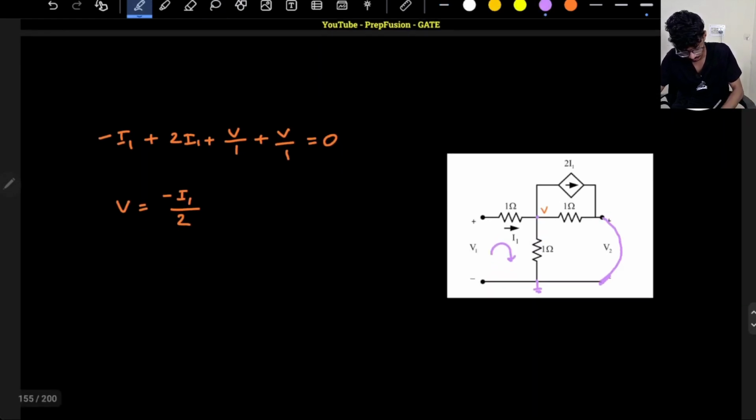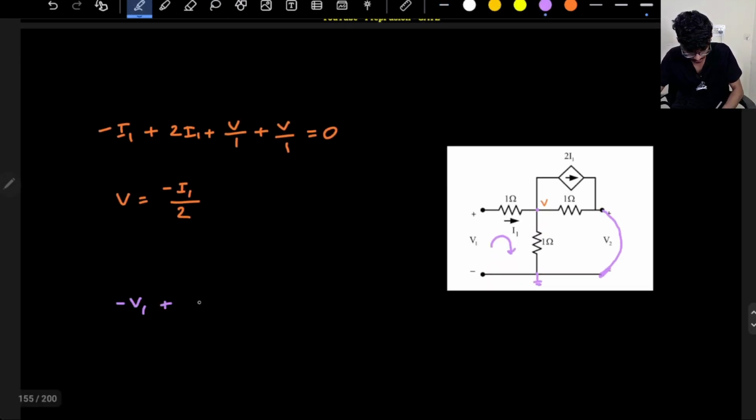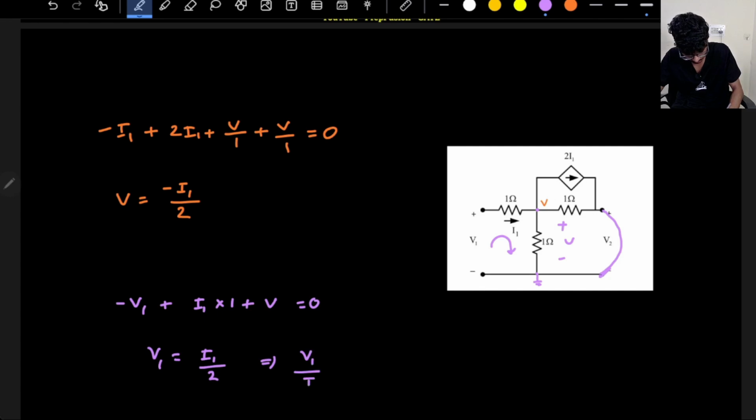If I apply KVL, minus of V1 will be plus I1 into 1 plus V. This is the voltage V, right? Equal to 0. So V is minus I1 divided by 2. So V1 equals to I1 divided by 2. So V1 by I1 will be half. Like these kind of easy questions come. So it will be 0.5.